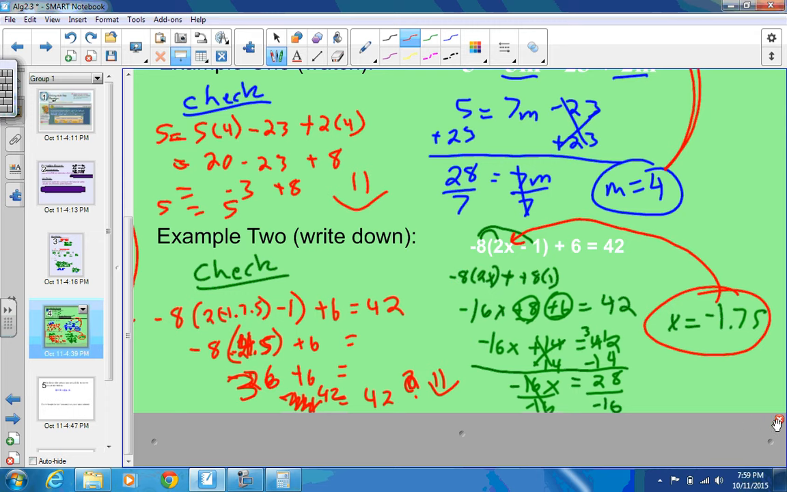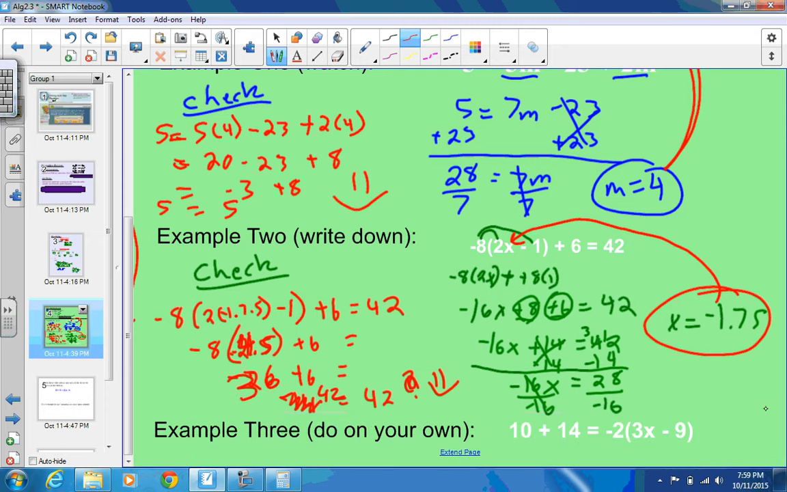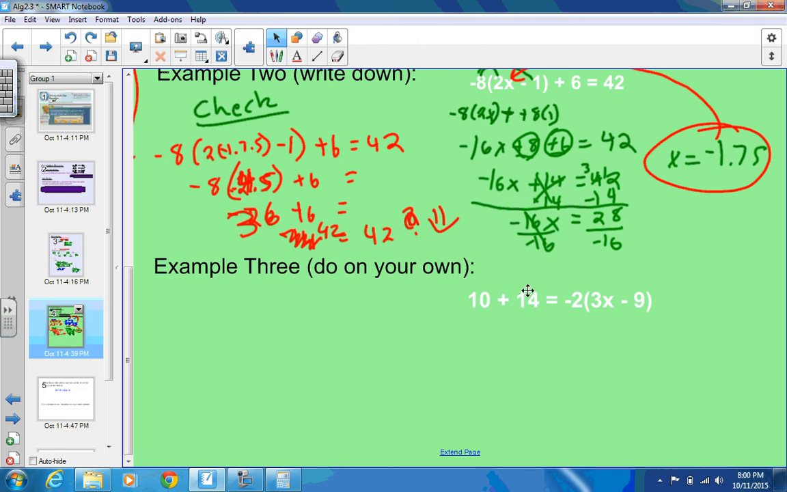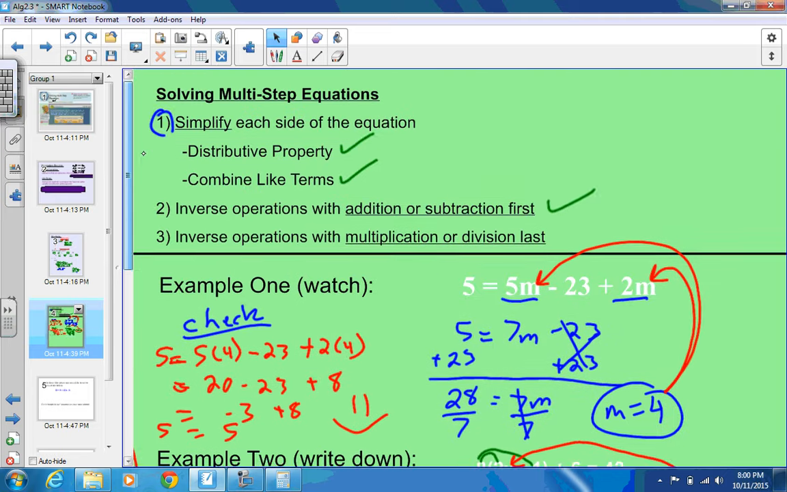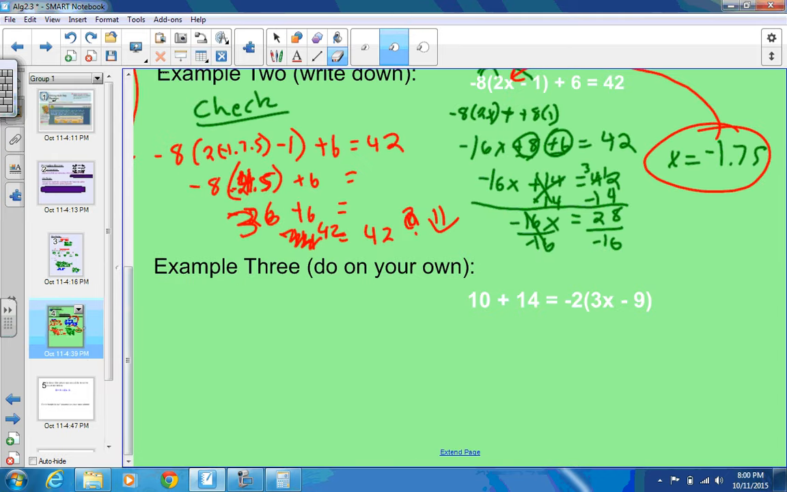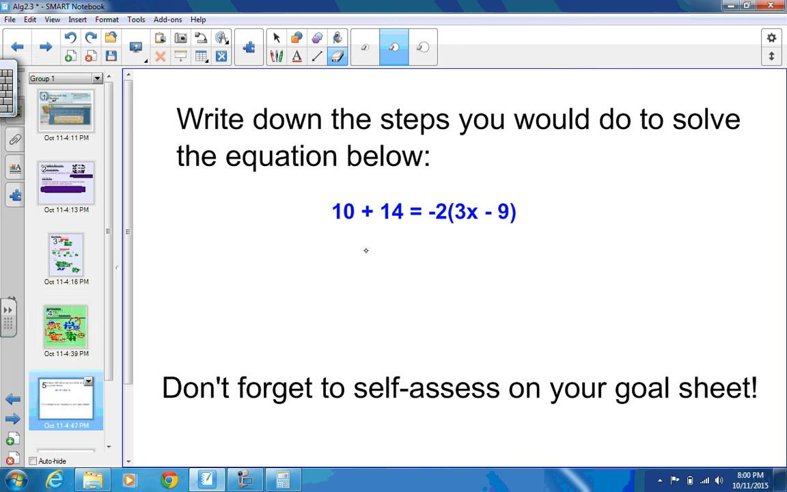All right? So what I'd like you to do then on your own is try to solve this one right here. We've got 10 plus 14 equals negative 2 times parentheses 3x minus 9. So follow those steps over here. You can use it as a checklist if you want. Follow those steps to solve that equation. And then I'd like you to also write down the steps you would do to solve those in words.